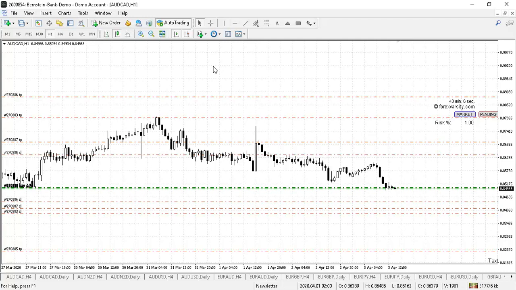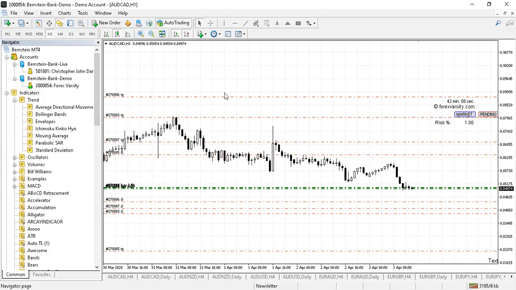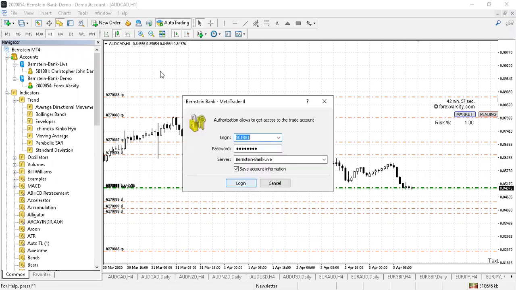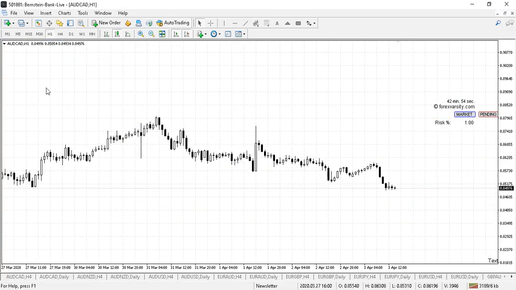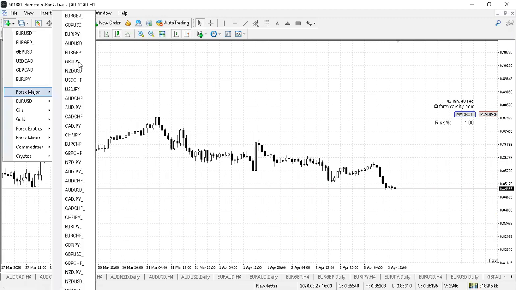The only other thing I'm going to talk to you about quickly is when you're trading on your live accounts. So if I switch over to my live account, then if you go to where you select the charts, you'll see you've got all these pairs here, and then underneath you've got the same pairs, but with a little underscore next to it. If you want to trade on your live Bernstein account, you need to select the pairs with the underscore.